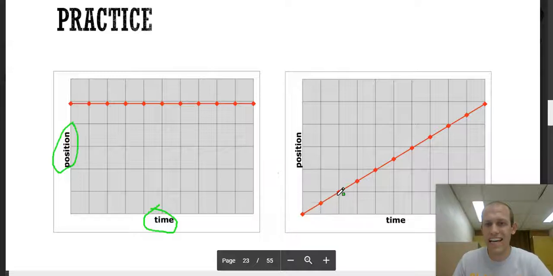Okay, let's think about what's happening in this situation. The position is constantly changing. So that means someone is walking away from their initial position at a constant speed. So moving, walking at 5 meters per second, and that's it.